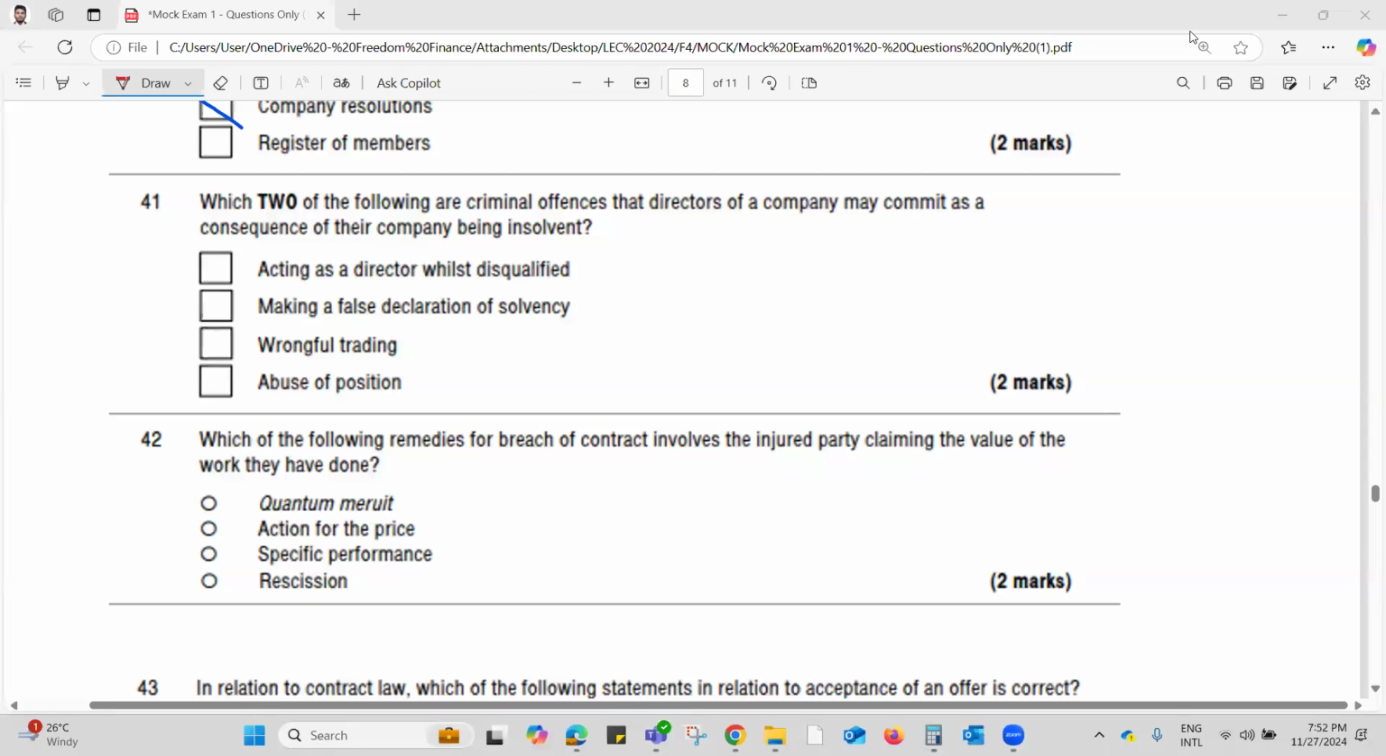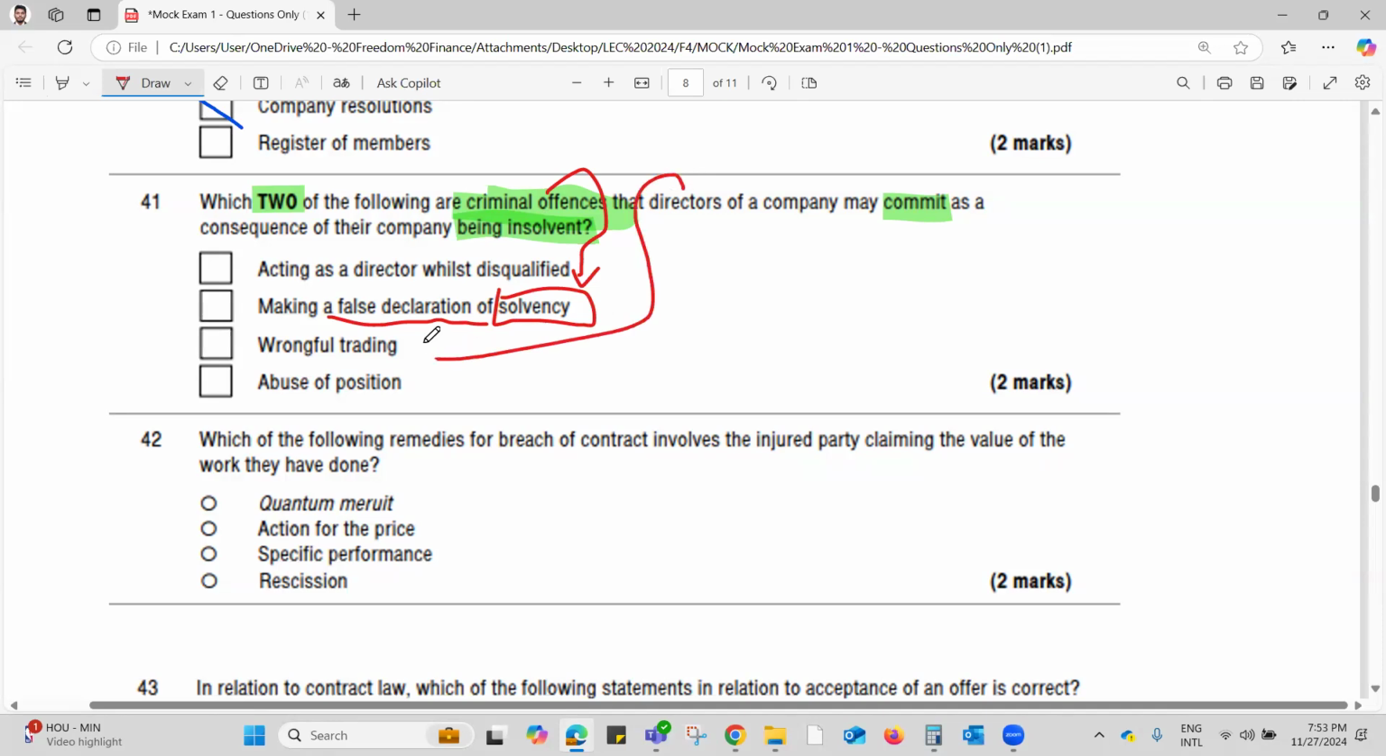Right. Question 41: Which two of the following are criminal offenses that the directors of a company may commit as a consequence of their company being insolvent? Okay. So what are the criminal offenses you see? One of the criminal offenses is that if you make a false declaration of solvency, it's a criminal offense, isn't it? The other one I would also think is that directors can commit a criminal offense if they are trading wrongfully.